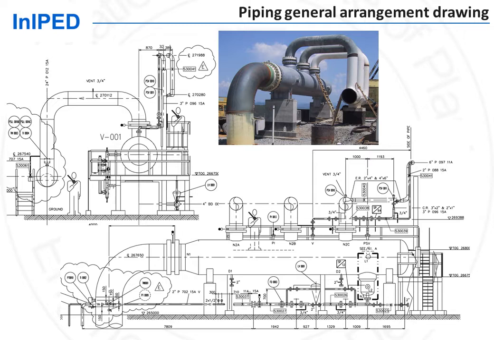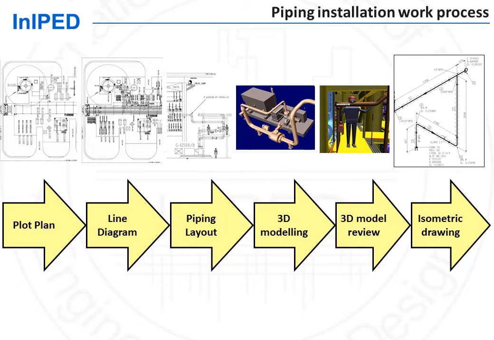The piping installation work process I've just described can be summarized in a flow sheet. One thing is missing from this flow sheet: piping stress analysis. In other words, piping calculations. I will now describe this activity and we will add it to this flowsheet.